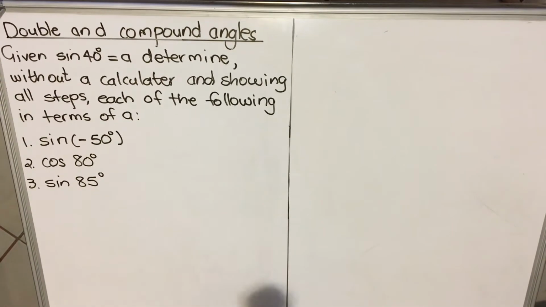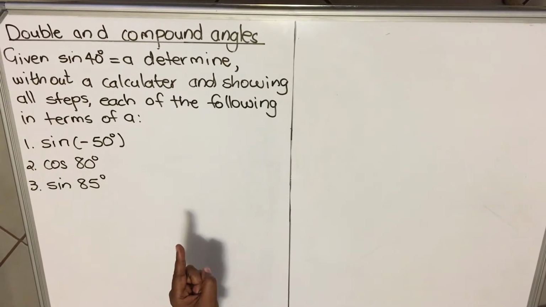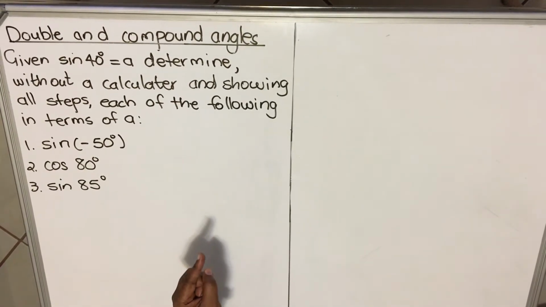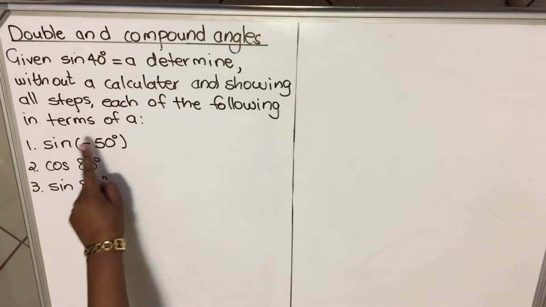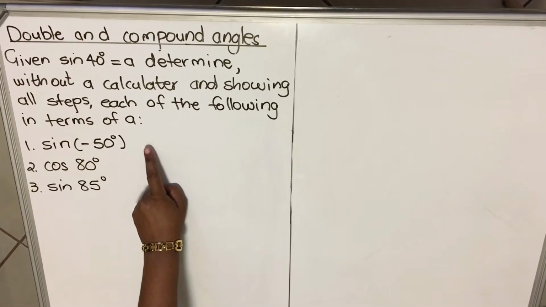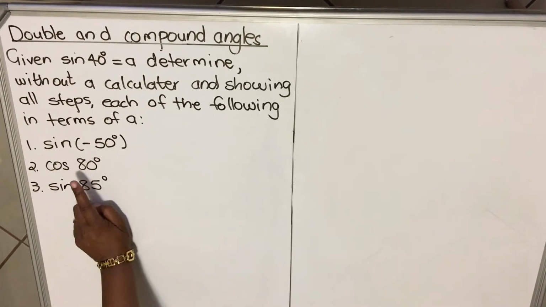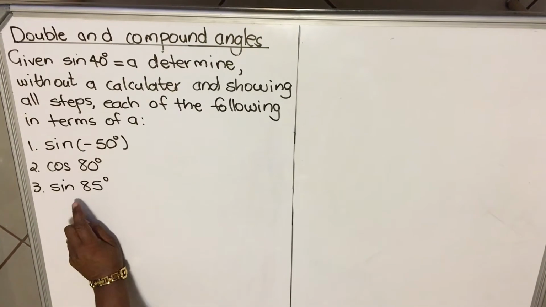When you're given a question like this one, they say, given sine 40 degrees is equal to A, determine without the use of a calculator and showing all steps each of the following in terms of A. When they say in terms of A, they mean in your answer you still have A. The first one is sine minus 50, then cos 80, and then sine 85.